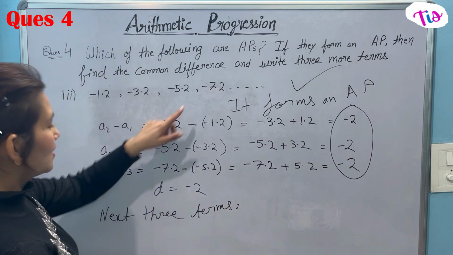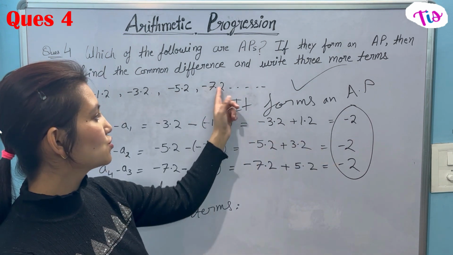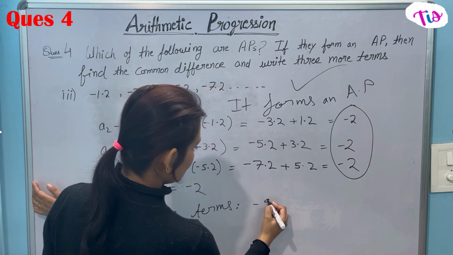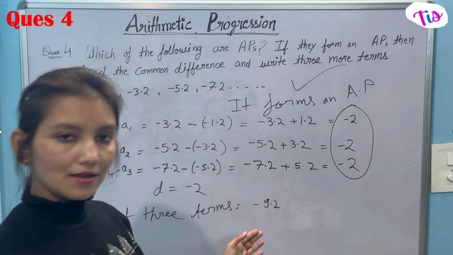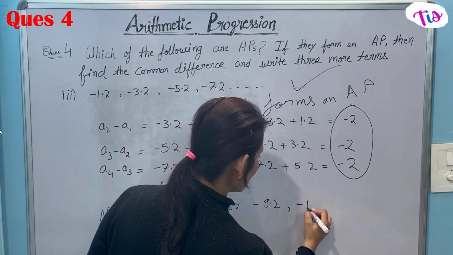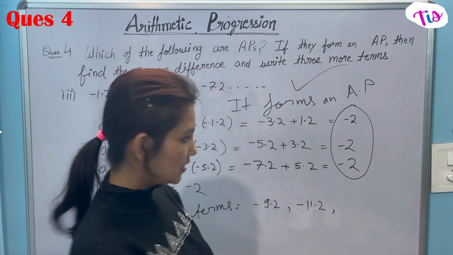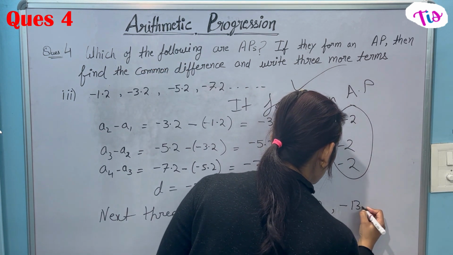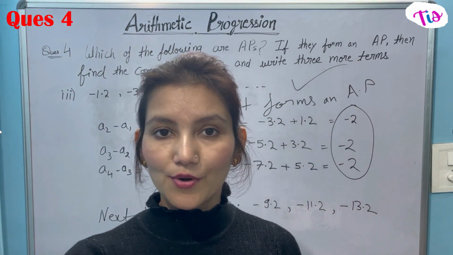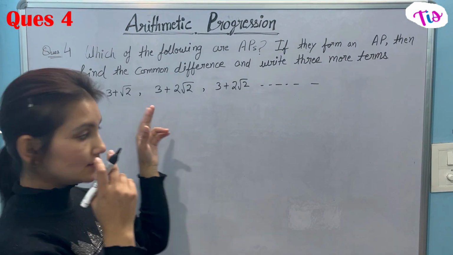In this case, add minus 2 to minus 7.2. So it will be minus 9.2. Again, plus minus 2, so the next term would be minus 11.2. And again, add minus 2 to it. It will be minus 13.2. Simple. Now let's move to one more subpart. So this is part 4, part 5.